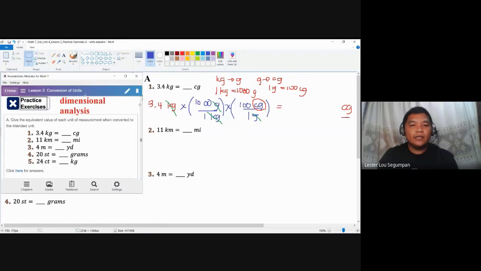The next step here is just simply using the multiplication of fractions. We all know that 3.4 can be written as 3.4 over 1. So 3.4 is now a numerator. So we will have here 3.4 times 1,000 times 100, all over 1 times 1 times 1. Take note that there are no more kilograms, no more grams here, only centigram unit.